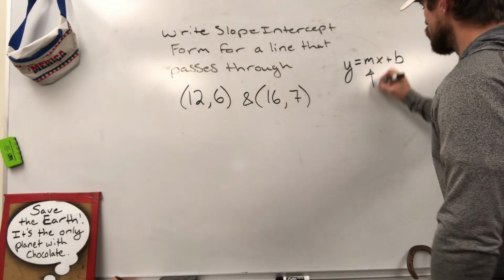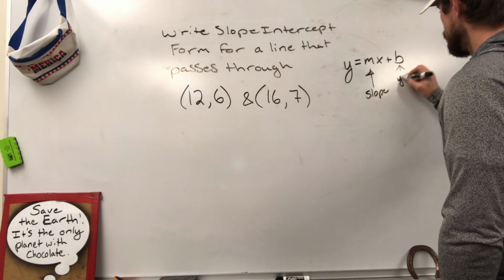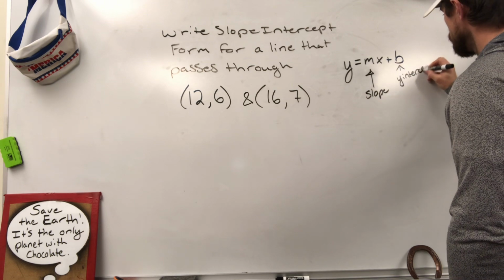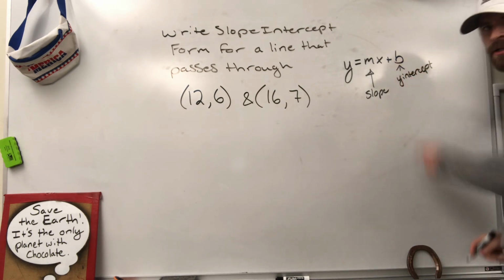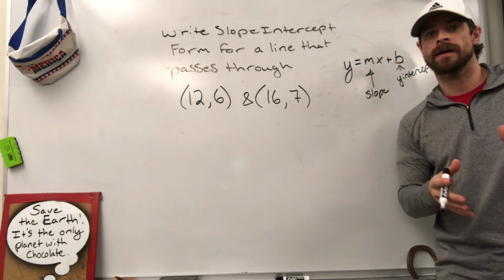And we need to find the slope as well as our y-intercept. Okay, so our y-intercept is where the line is going to cross the y-axis. Our slope is our rise over our run. The first thing we need to find is the slope.